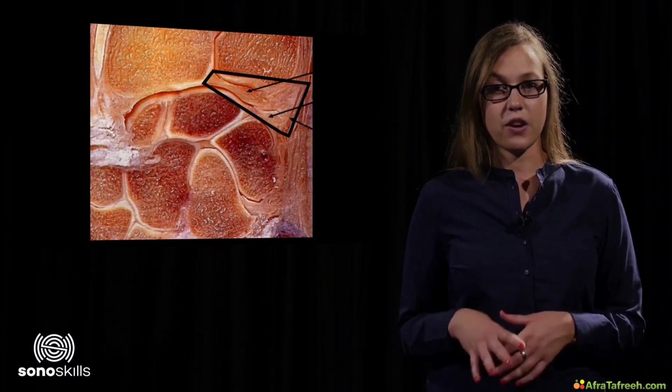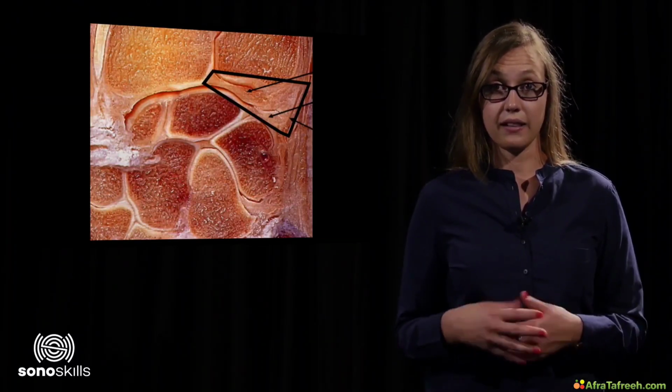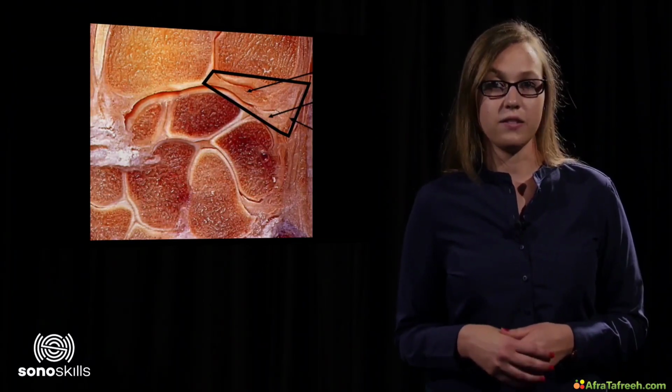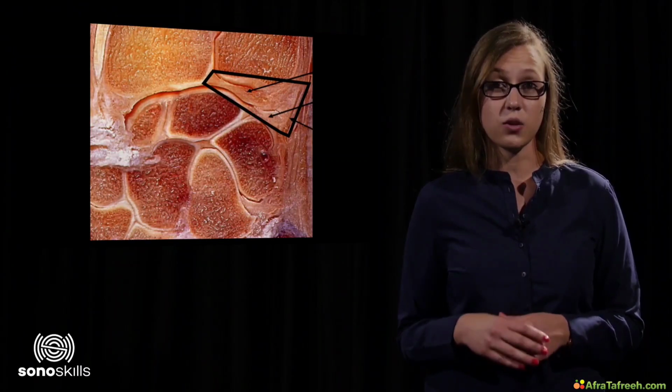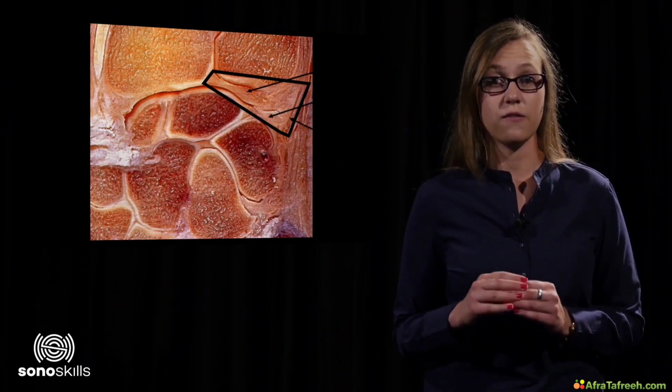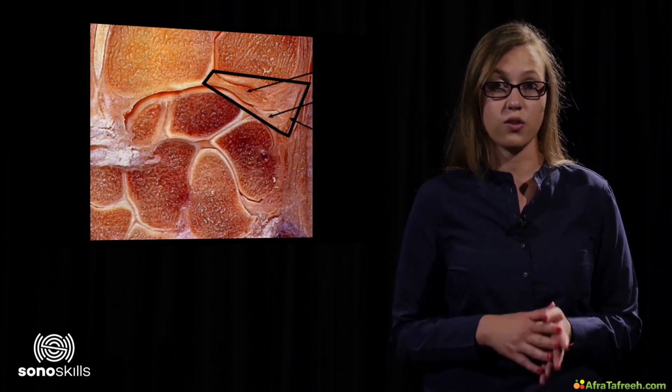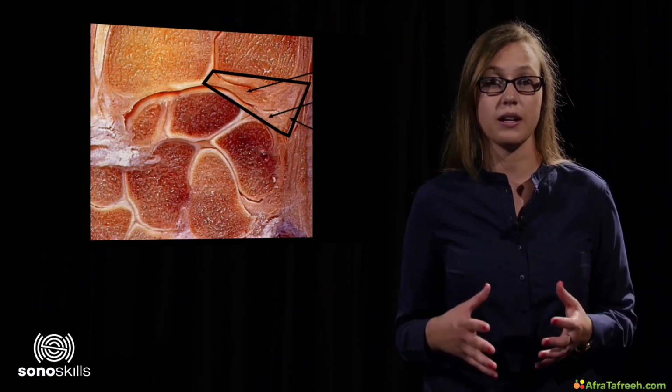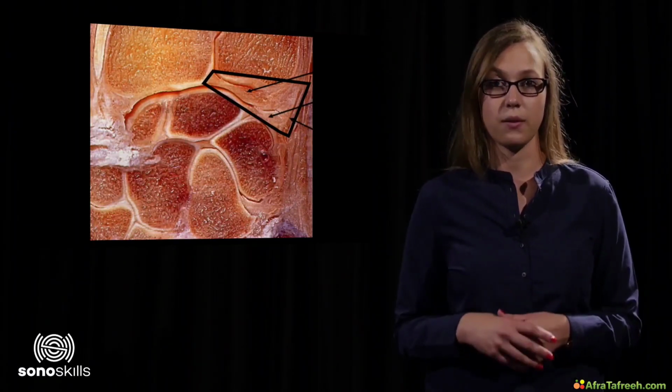In this cadaveric specimen, highlighted with black lines, you can see the TFCC. Please notice that it's hard to differentiate between individual structures, as for its major part it looks like one solid fiber cartilage mass.